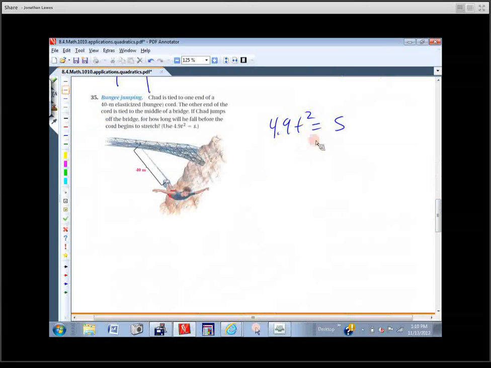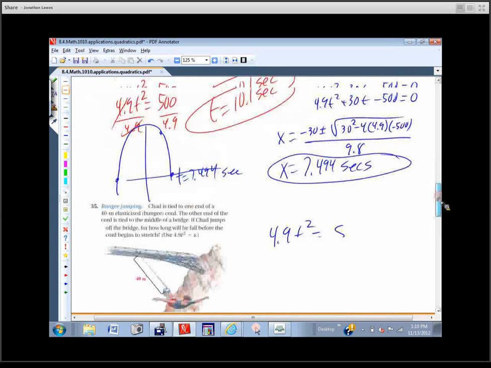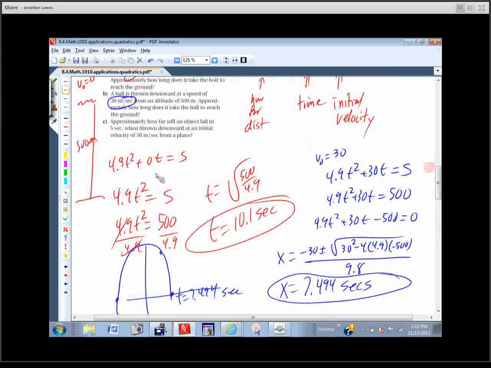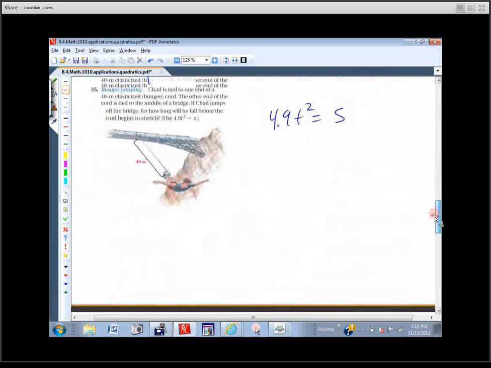That's the equation. Did we do C for the last one? Oh, we didn't. Okay, I'll come back and do that in just a second. Thanks, John.